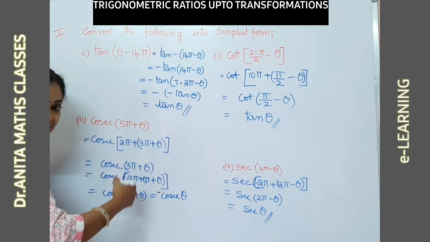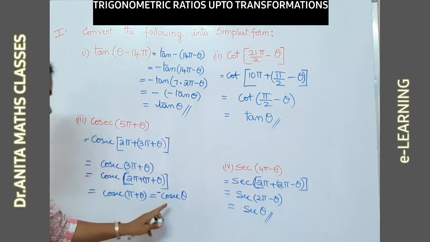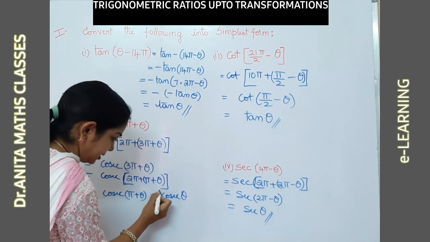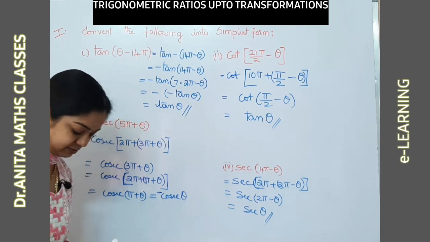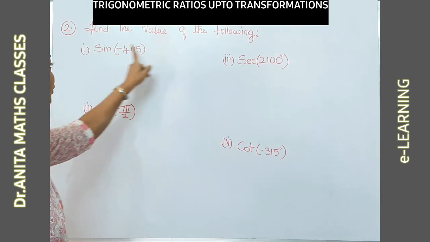So pi plus theta comes into the third quadrant. Third quadrant cosecant is negative. So please add this minus. Right? Pause it. Find the value of the following.